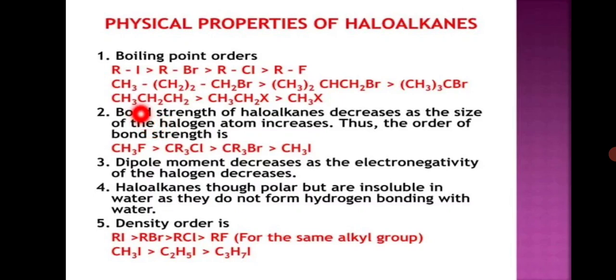In the third example, the first one is a propyl group, the second one is an ethyl group, and the third one is a methyl group. So the carbon length decreases here. As the length of the carbon chain decreases, the boiling point also decreases. Just by 3 lines you can understand many things. In the first line, as the size of the halogen atom decreases, the boiling point decreases. In the second line, as the branching increases, the boiling point decreases. In the third line, as the length of the carbon chain decreases, the boiling point decreases.